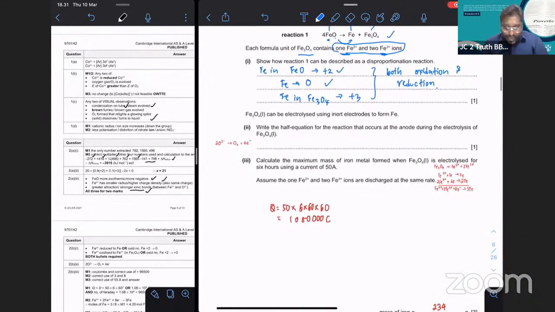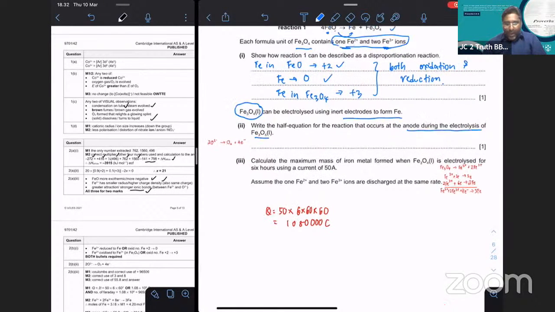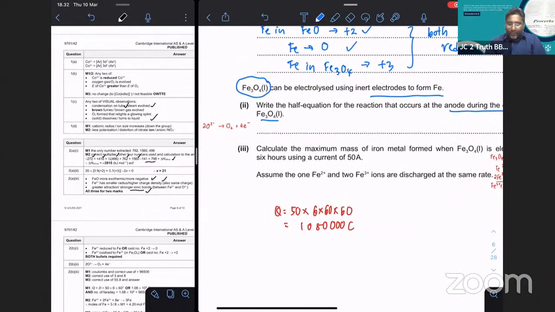Now, Fe3O4 can be electrolyzed using inert electrodes to form Fe. Write the half equation for the reaction that occurs at the anode during the electrolysis of this. If it is the anode, you see this is a liquid, there is no water, there is no hydroxide ions. So there is only O2-.